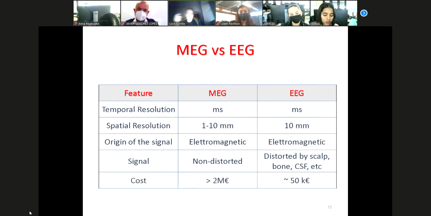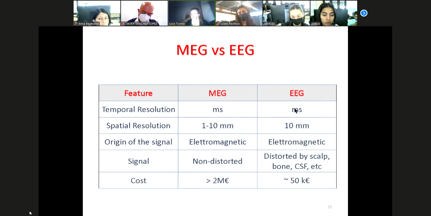So people could tell you, okay, MEG has only advantages with respect to EEG. Why don't we have an MEG in all the centers in the world? The answer is here. An MEG system costs 3 million euro, and this is a lot of money. A good EEG system with 64, maybe 128 channels might cost around 50,000 to 60,000 euro. So you understand that the difference in price is great. And this is why EEG is much more common than MEG.